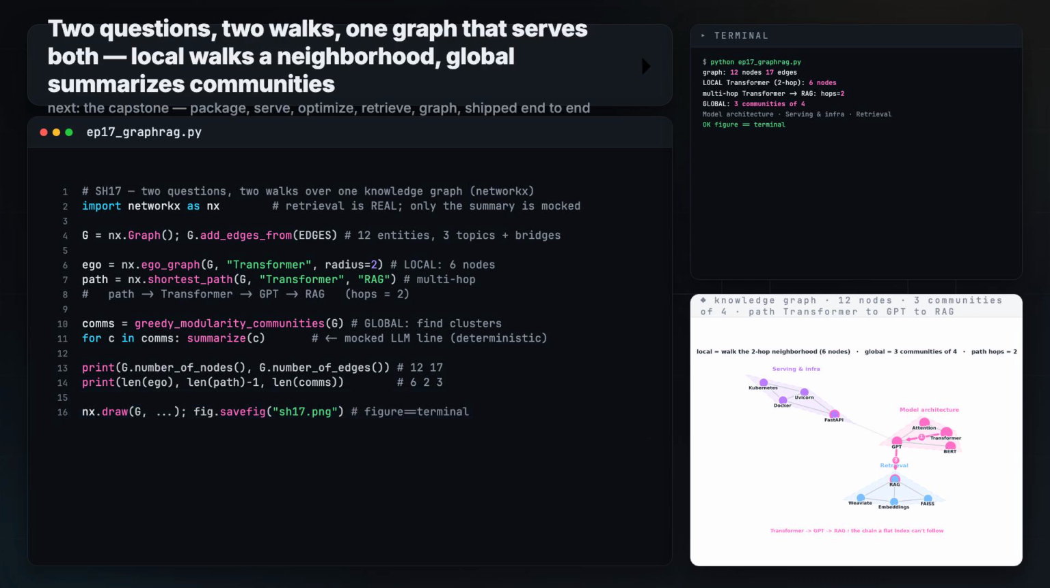2 questions, 2 walks, 1 graph that serves both. Next episode we put every stage together, package, serve, optimize, retrieve, graph, and ship the whole thing end to end in the capstone.